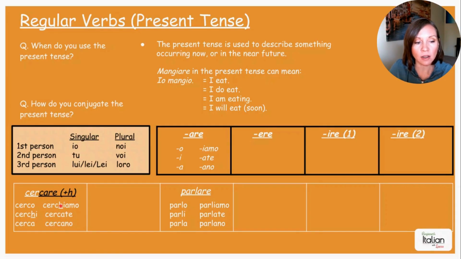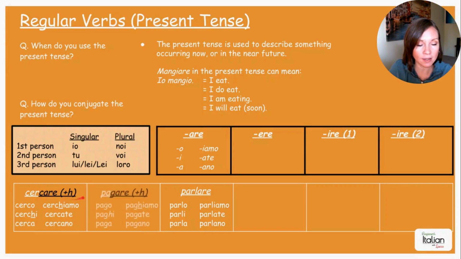Now, if we don't have the H in here, instead of being cerchi, this would be cerci. And instead of cerchiamo, it would be cerciamo. So that is why we have to put the H in here to retain the hard C sound that you have with a C-ARE verb.